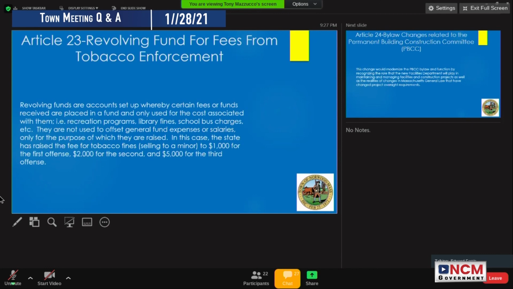But that would be administered directly by the health department then? Correct. Similar to our senior center revolving fund, our rec department. I will tell you, if we start accumulating $50,000 or $60,000 or $70,000 in this fund a year, we've got a major problem.